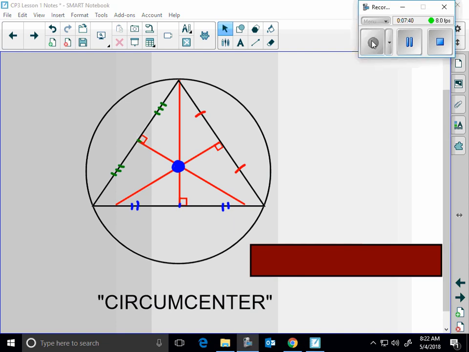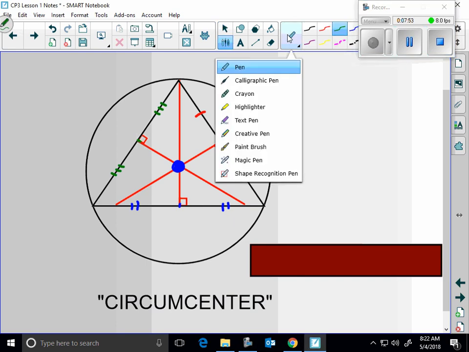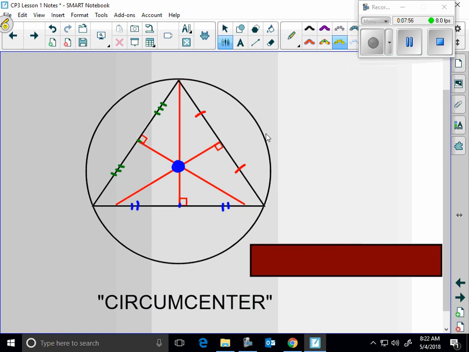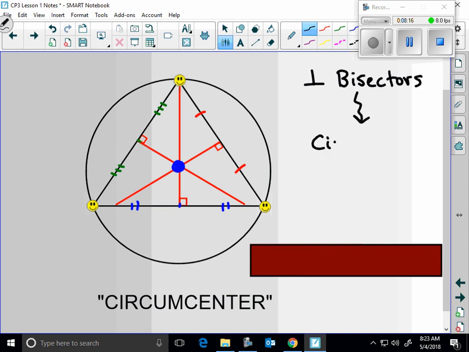Okay, so before we said that the in-center was equidistant from the three sides of the triangle, now it's equidistant from the three what? What pieces of the triangle? The three angles, the three corners, right? Okay, so the perpendicular bisectors give us the CIRCUMCENTER.